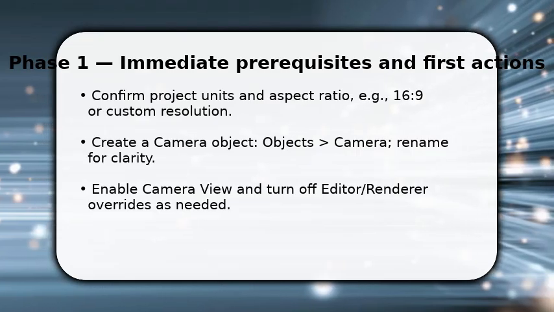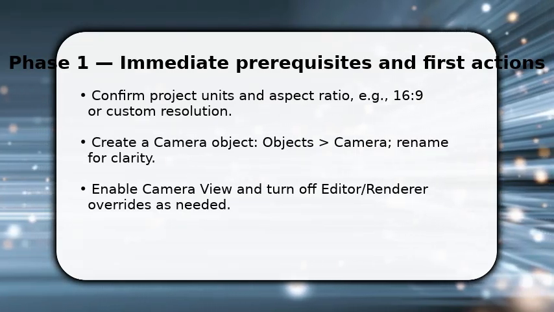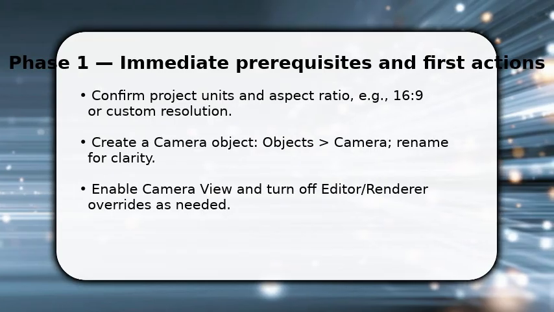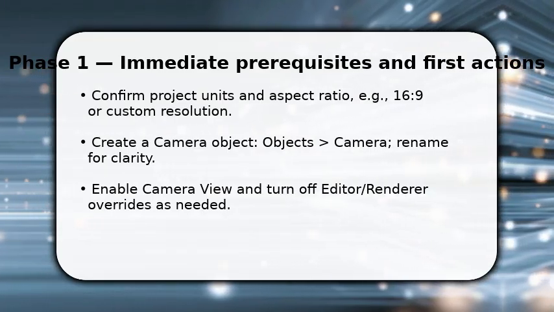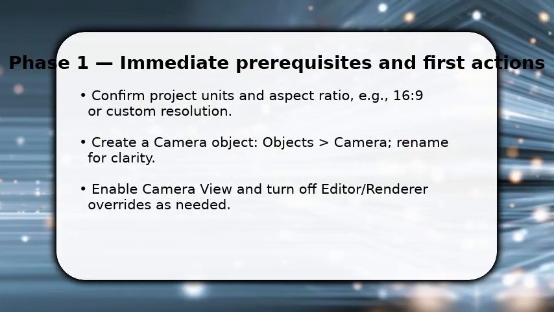Enjoy the video. You already have a scene. Now optimize units and aspect ratio so your camera framing matches output. First, create a camera object and rename it. This keeps the outliner tidy and avoids confusion later.